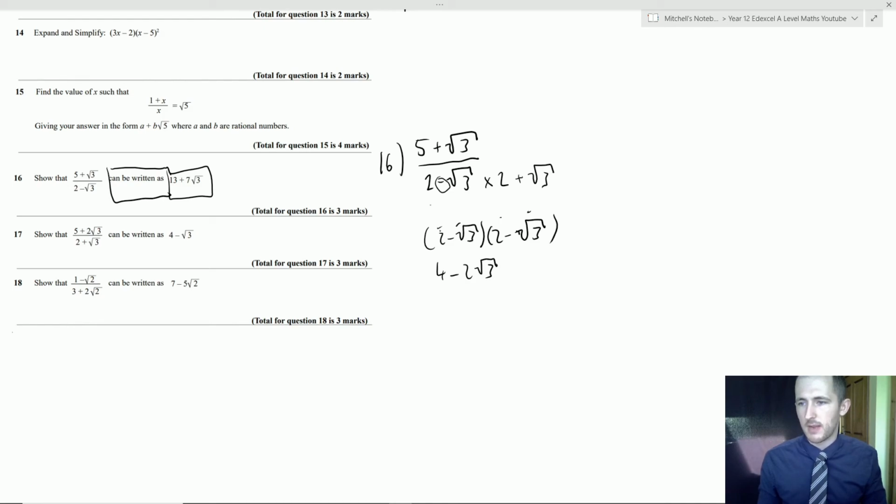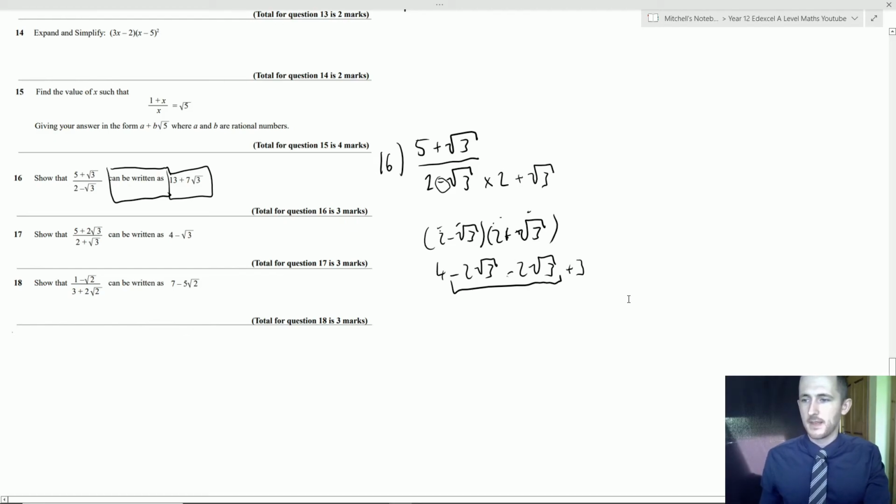Inside, minus root 3 times minus 2, sorry, is minus 2 root 3. Minus root 3 times minus root 3 gives me plus 3. I still have a square root. So to get rid of this, I need to make one of them positive. Okay?